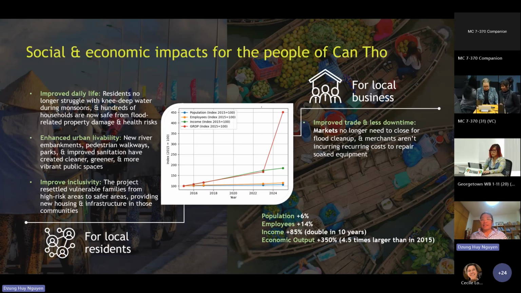So the project enables the environment that supports development, including getting more jobs and more interest from the private sector to locate in the cities than before. So yeah, some figures you see on the screen are quite impressive in Can Tho cities.